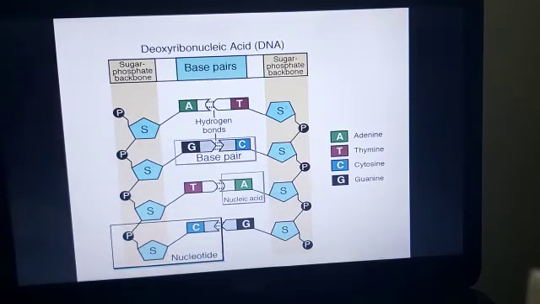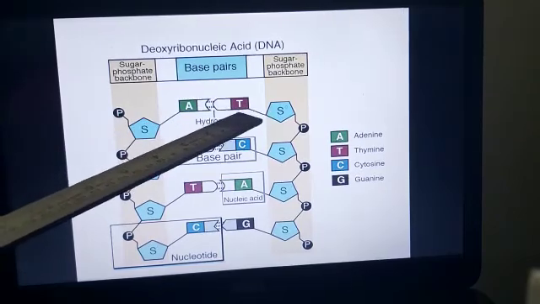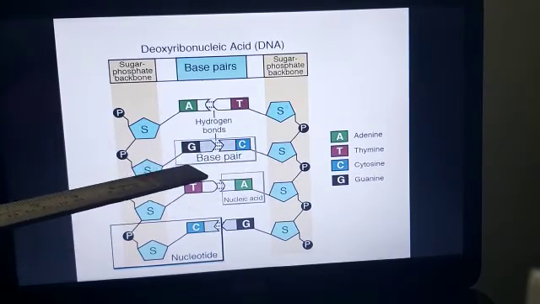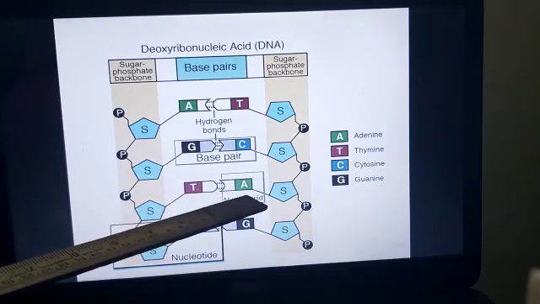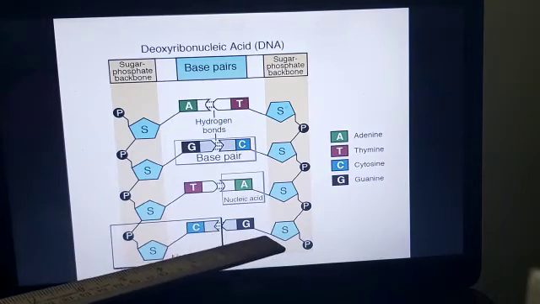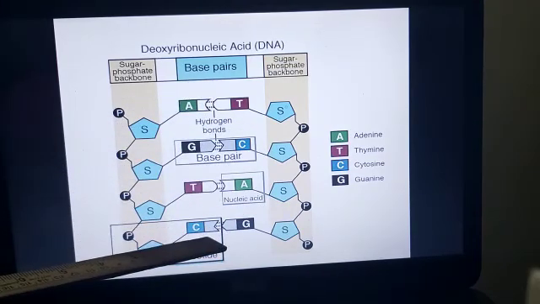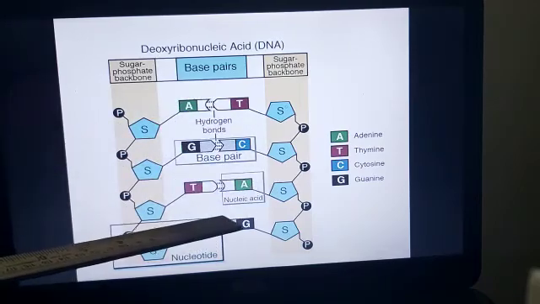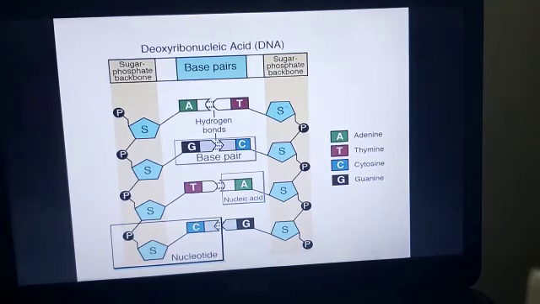And here you can see that in one strand you have adenine and in the other strand you have thymine. Similarly, guanine pairs with cytosine, thymine pairs up with adenine, and once again here you can see cytosine pairing up with guanine. So this is how there is a bond between the base pairs, and this bond is responsible for holding both the strands of DNA intact.